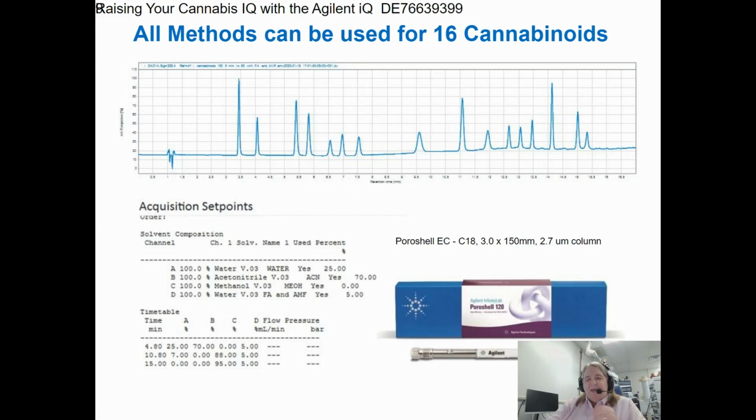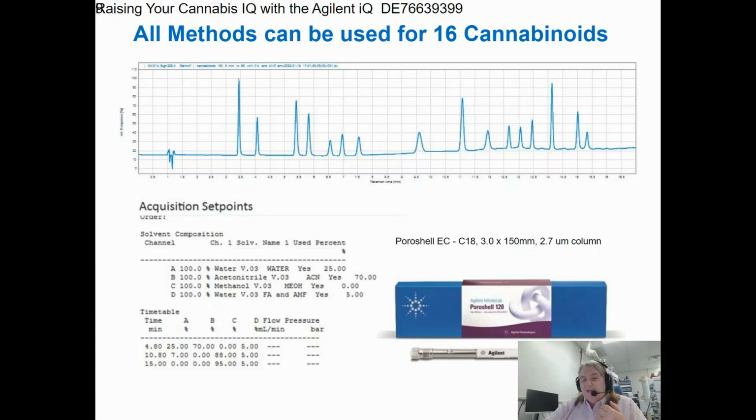These are 16 cannabinoids, and in the UV, we see that all are baseline resolved. But you'll also notice the world's laziest chemist has C and A, rather, and D being used. I have my ammonium formate in the D channel with water, of course, and I have my formic acid in the A channel. This allows me to play with the modifiers, and you'll see the excellent resolution we have on the tailing peaks at the end.